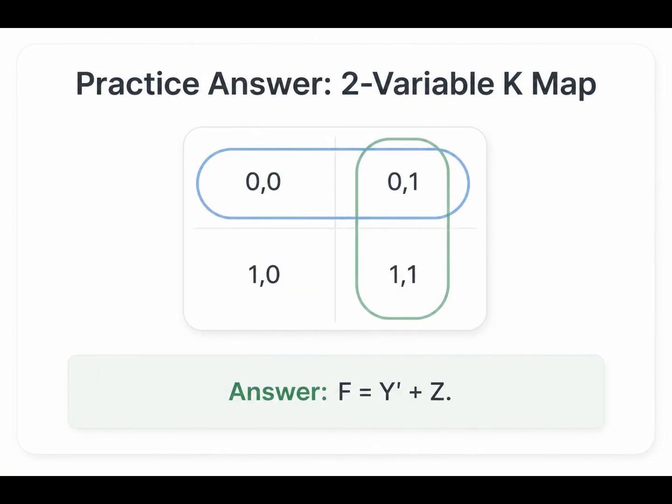Here's the solution. You place the ones in the top row and the right column. Looping the top row drops the z variable, leaving not y. Looping the right column drops the y variable, leaving z. The final simplified expression is f equals not y or z.